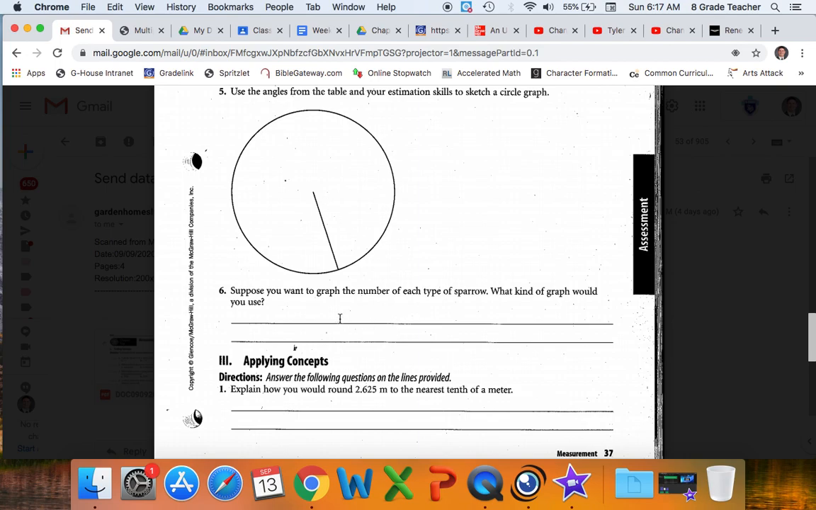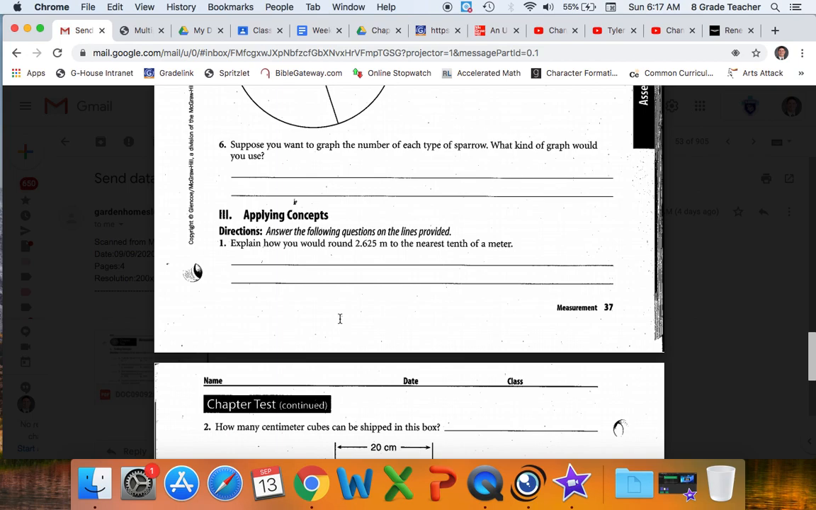In the last section, we're applying concepts that we've learned. Number 1, it says explain how you would round 2.625 meters to the nearest tenth of a meter. So here's our tenths value, this 6. I'm going to circle that 6. I'm going to look to the right. And this 2 tells that 6 to stay exactly the same. So this is going to be 2.6.